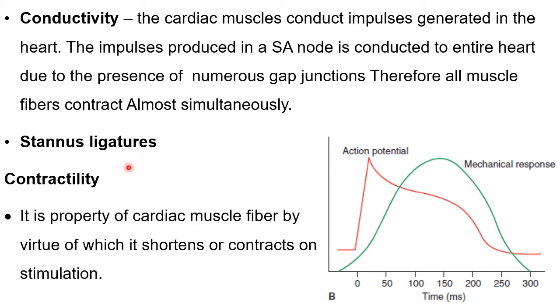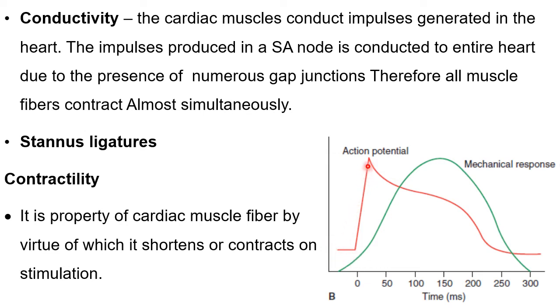The conductivity property in the cardiac myocyte was studied by using Stannius ligatures, in which the ligatures were tied around in different locations of the heart and it was observed whether they contract or not. It was found that even the smallest cardiac myocyte can conduct the impulse and generate its own impulse. Next property is contractility, the property of cardiac muscle fiber by virtue of which it shortens or contracts on stimulation.